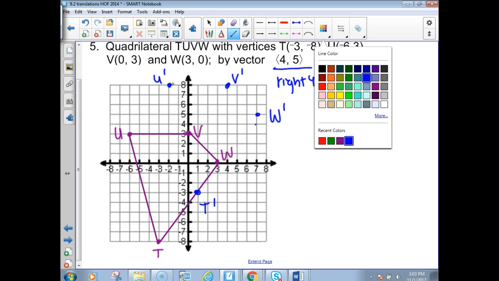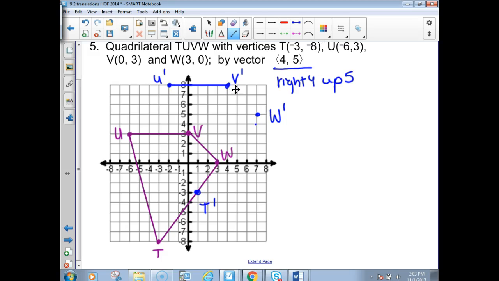When you're finished, your figure should look like mine. It will always stay the same shape and size, just slides to a new location. Okay, I can wait if you guys need a little more time on that. I know I went kind of fast because my drawing tool is a little faster than you moving around your ruler, right?